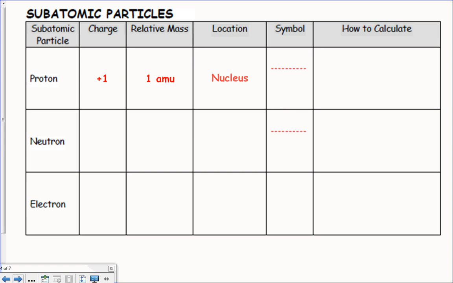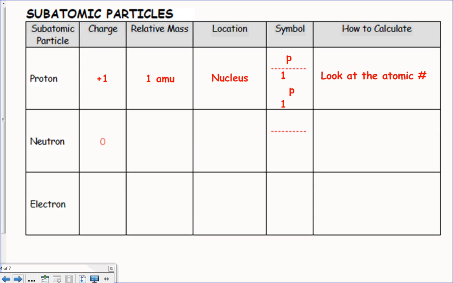You find your protons in the nucleus of the atom. That's a small, dense core. It has some symbols you might see, like a P or a 1P1. More on that later. And you have to look at the atomic number in order to figure it out. So if you're asked, how many protons are in carbon? You go look at the atomic number. It is the atomic number, and that is your answer.